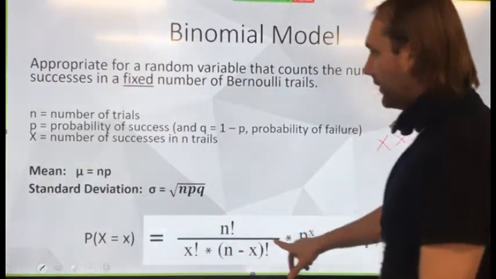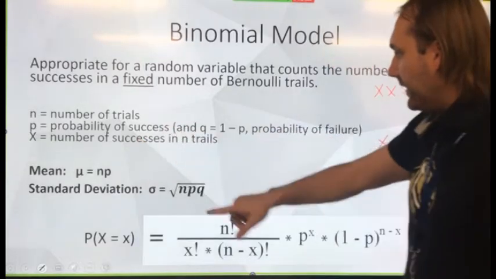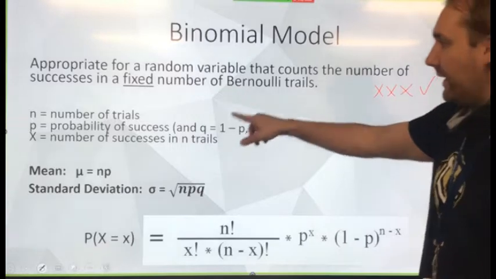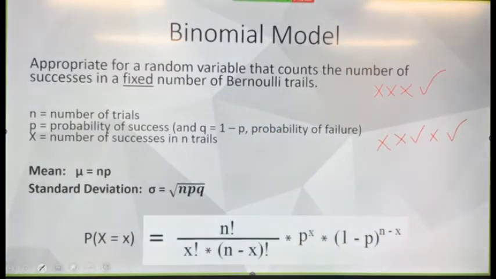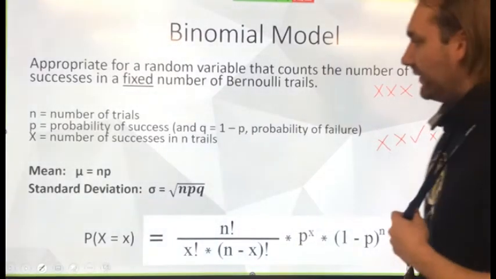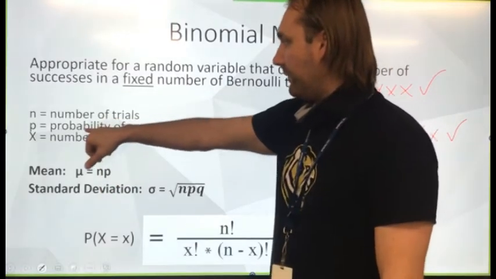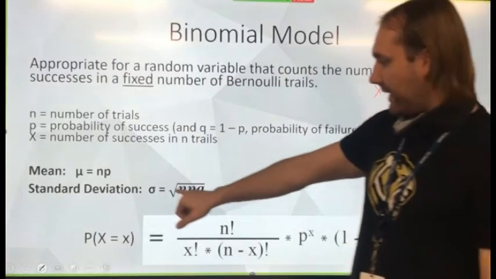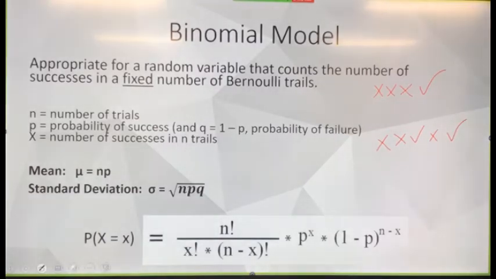So here's our equation where n is the number of trials, p is the probability of success, and q is 1 minus the probability of success. So it's the same thing as geometric. And capital X is the number of successes in n trials. To find our mean, it's a little bit different. We're going to multiply n times p, the number of trials times the probability of success. That's going to give you your mean. Standard deviation, however, is the square root of n times p times q. So that's how you find the standard deviation.